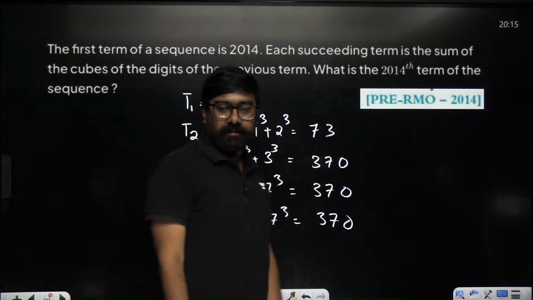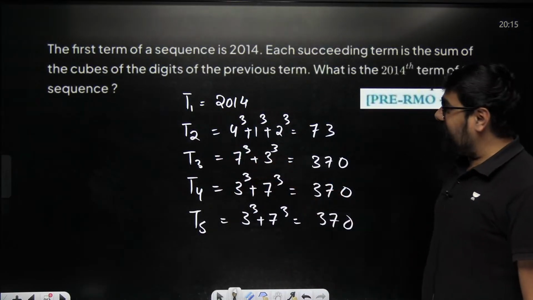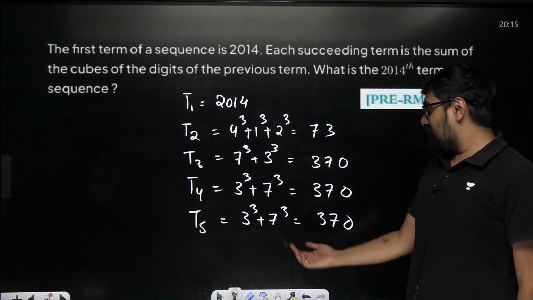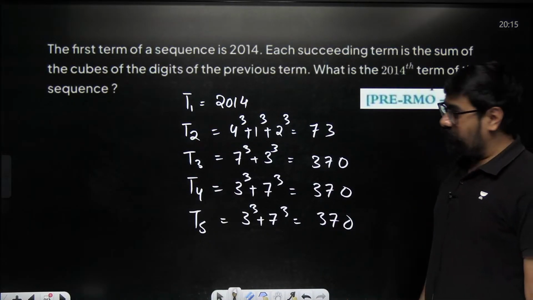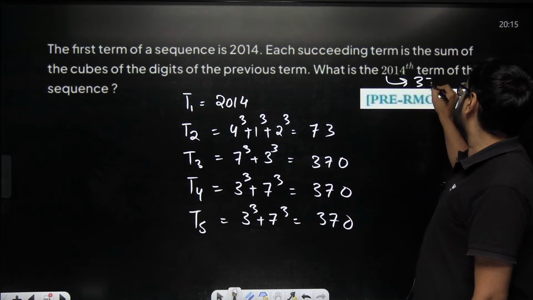How easy this was. We just had to write some terms. So obviously, after the second term, all the terms are going to be equal to 370, because 3 cube plus 7 cube is always going to be equal to 370. All the terms, so the 2014th term, be it any term, will also be 370.